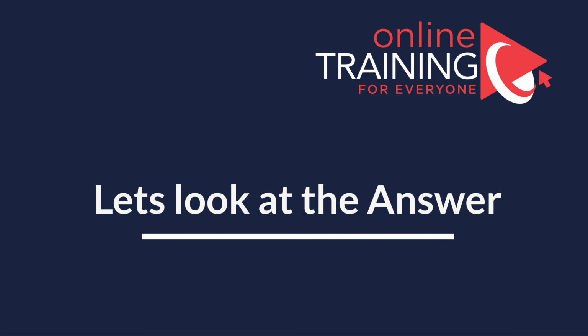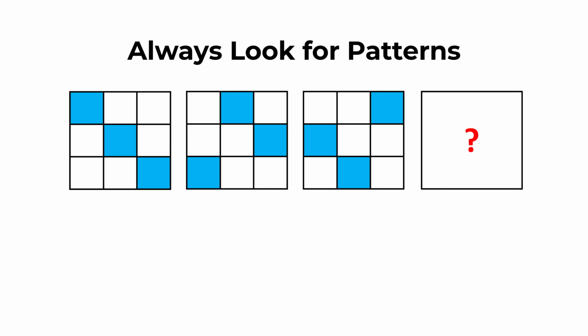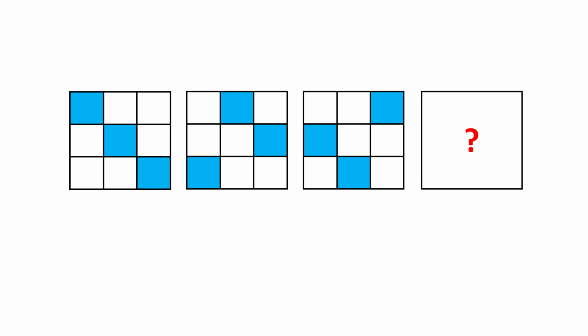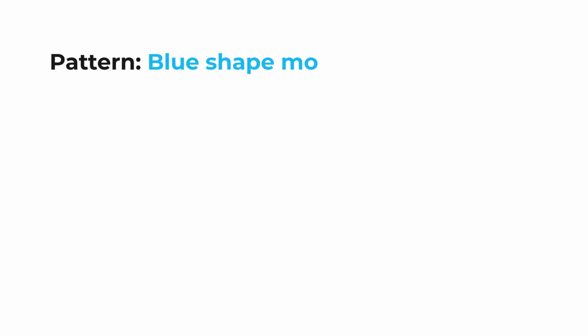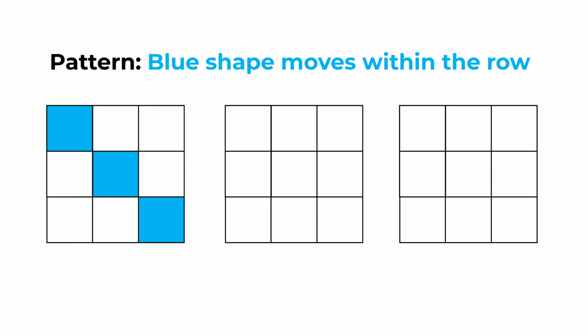As always, my advice to you, look for patterns. And determining the pattern is key to solving this particular problem. What you need to know to answer this question is that the blue shape moves within the row of the larger shape. In each row, the blue shape moves from left to right, 1 step at a time. And once the blue shape reaches the end of the row on the right, it reappears on the left.